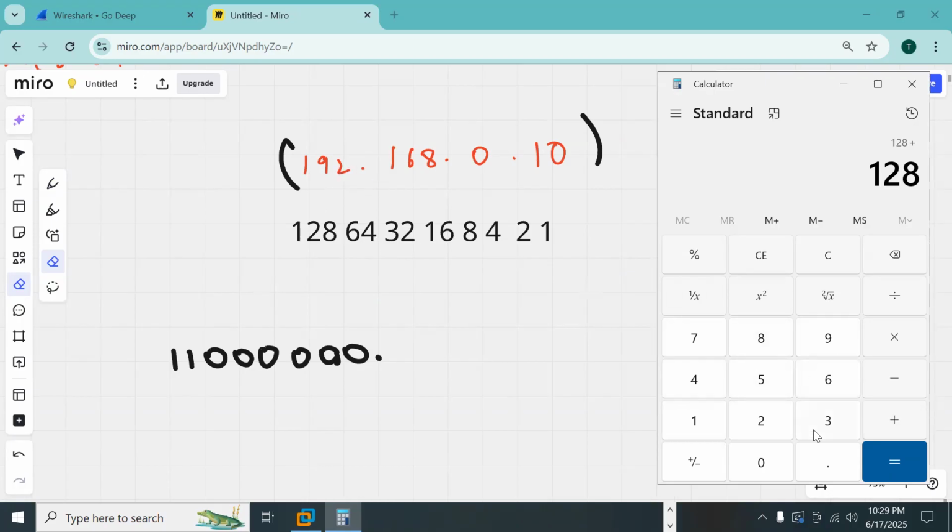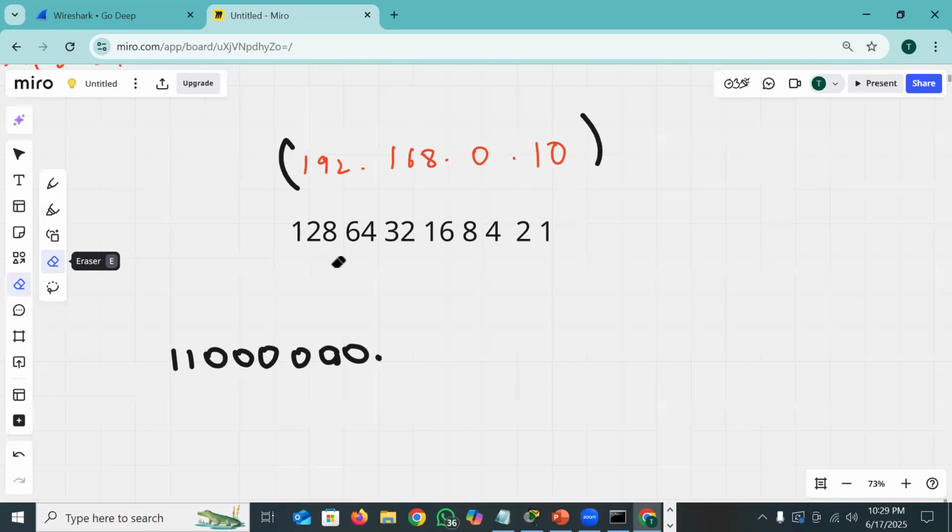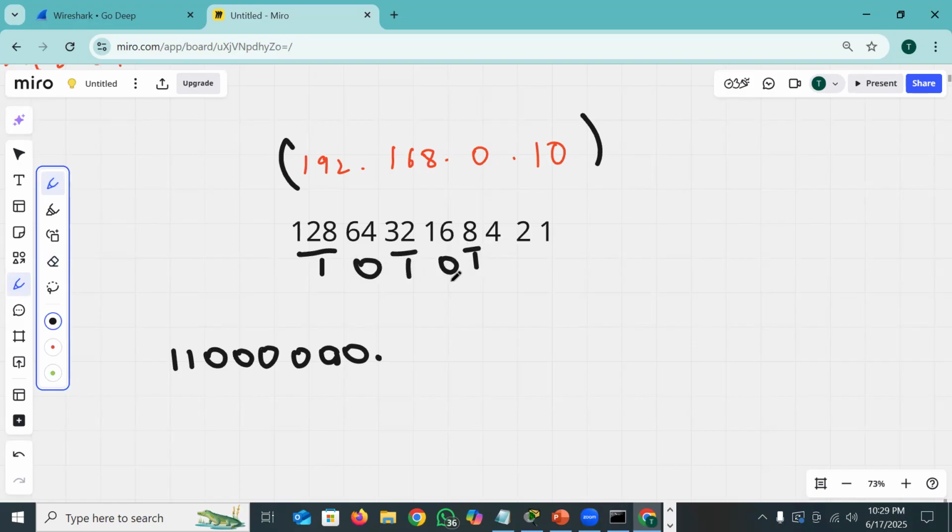So I'll take 32 plus 32, then plus 8. It's very simple, plus 8. So that will be 168. So in this case, this is 1, this is 1, and this is 1, and these are the zeros here.